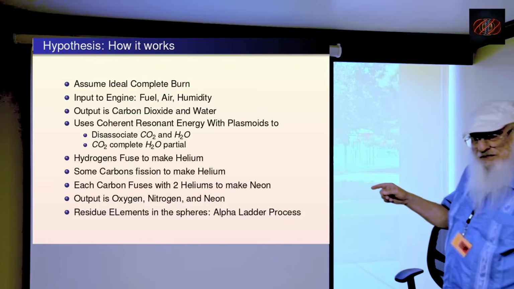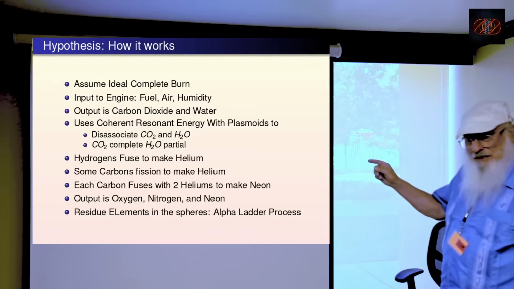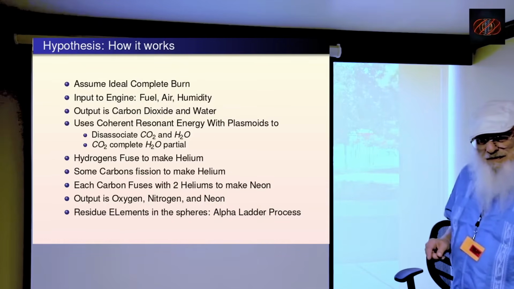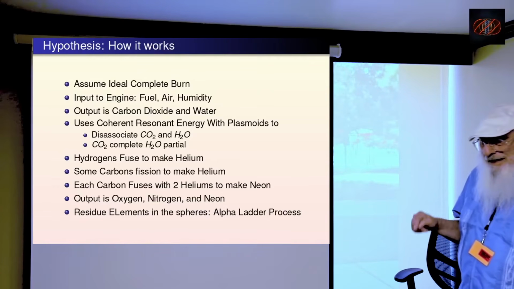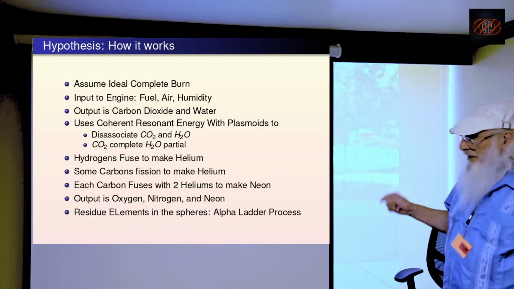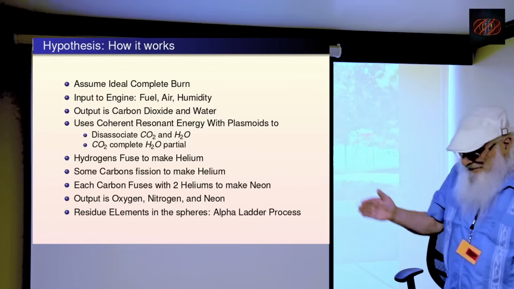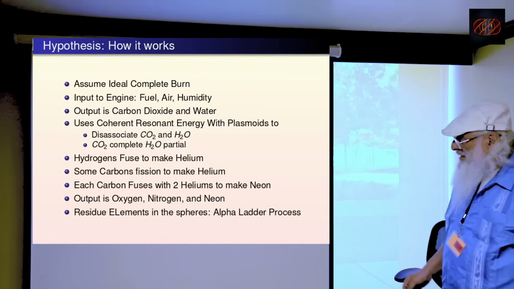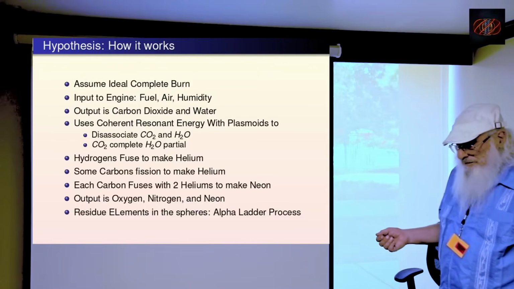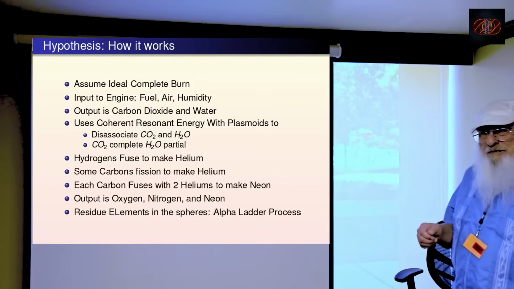Where did the oxygens come from? When I disassociate the CO2 and the H2O, I'm essentially recovering the oxygens that were part of the air that was coming into the carburetor. The carbons, we could fuse the carbon with a helium. It would make an oxygen.